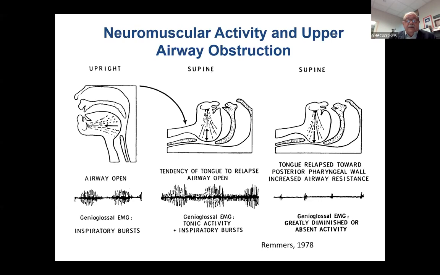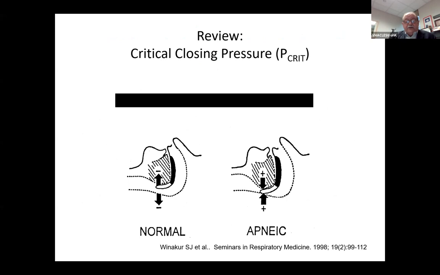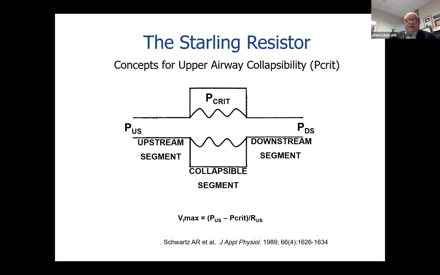So critical closing pressure, we've talked about this before. Your airway is a Starling resistor. The concepts of elasticity, this came out in 1989. It's not a concept that is new, it's just a mechanical concept that now is applied to the upper airway. You have an upstream segment that's like your nose, and your downstream segment, which is your pleural pressure, and your collapsible segment is in the middle.